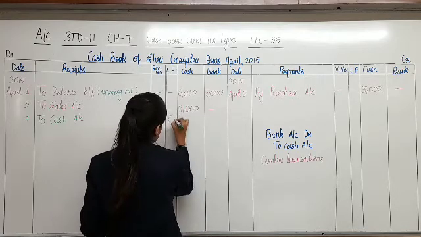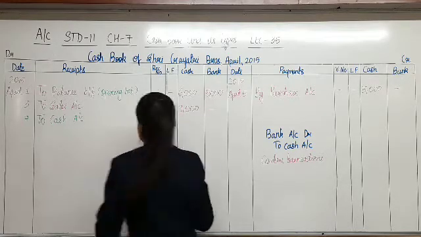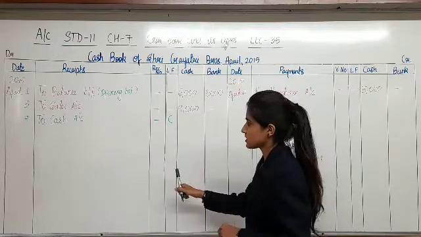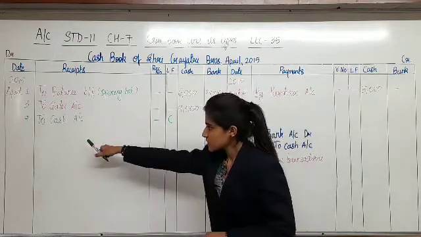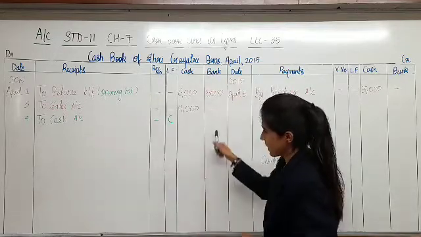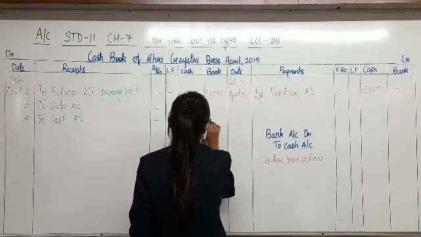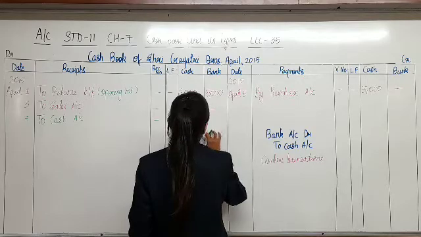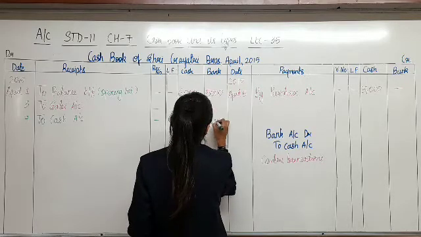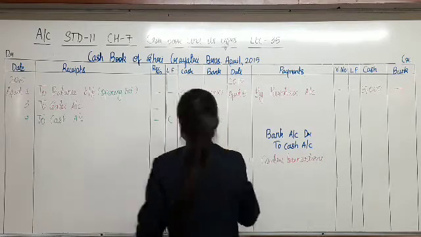In the folio you will be writing C, because this is a contra transaction. Cash is deposited in bank. How much? 1500. Got it?